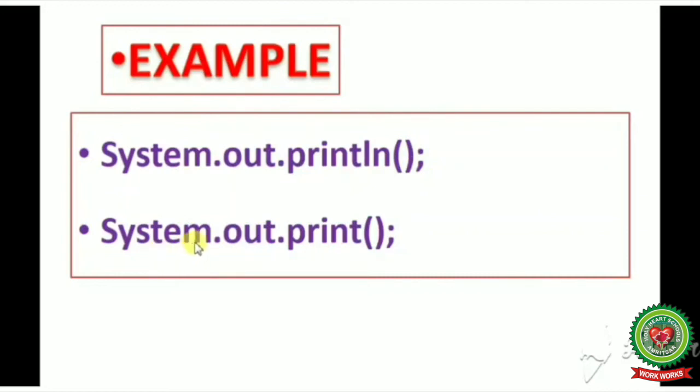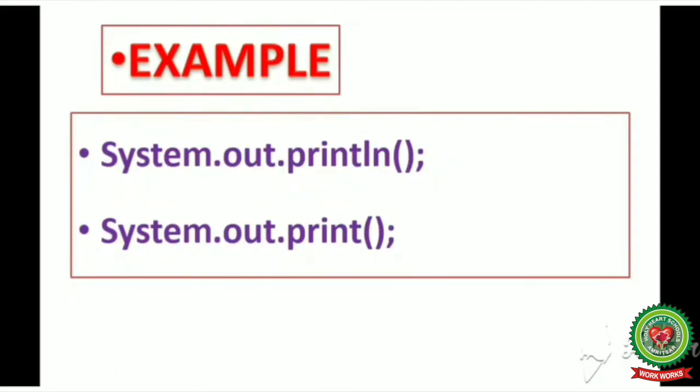Similarly, we will write System.out.print round bracket semicolon. Now, what is the difference between System.out.println and System.out.print? Println means it always prints our result on a new line because ln means new line, and System.out.print always displays our result on the same line.